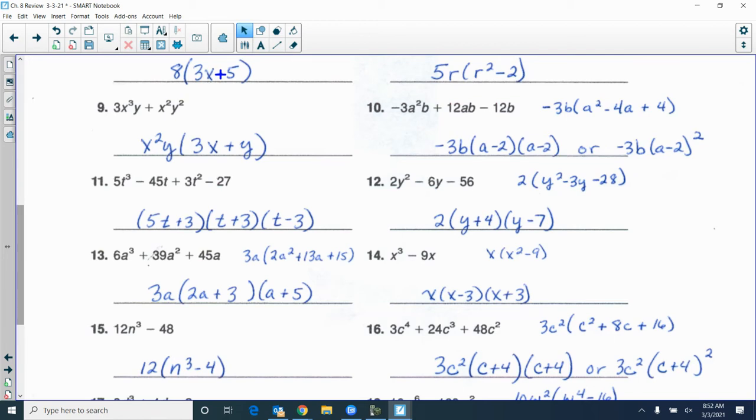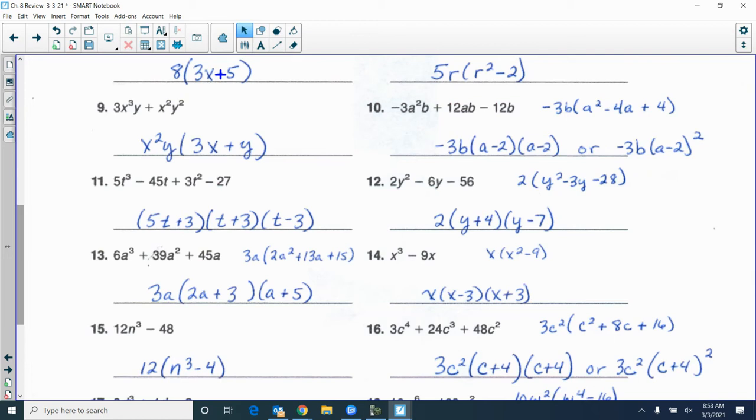Christian, can you tell me where you got stuck on 13? Well, I found the GCF, I think, which I said was 6A. No, it would not have been 6A. It should have been 3A. Okay, because 6 does not go into 49, and it doesn't go into 45 either. So divide all this by 3A.